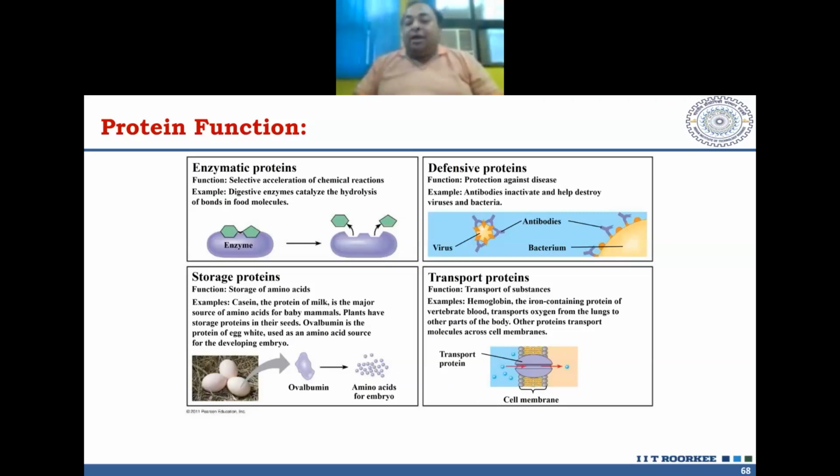Transport protein, they help in transportation of substances. Example is hemoglobin, the iron containing protein of vertebrate. Blood transports oxygen from the lungs to other parts of the body. Other protein transport molecules across cell membrane. So in the body there are a lot of transporting happening, and transport protein take specific role in carrying them or transporting them.